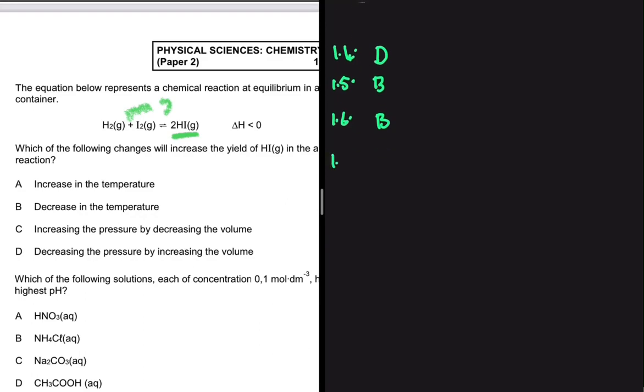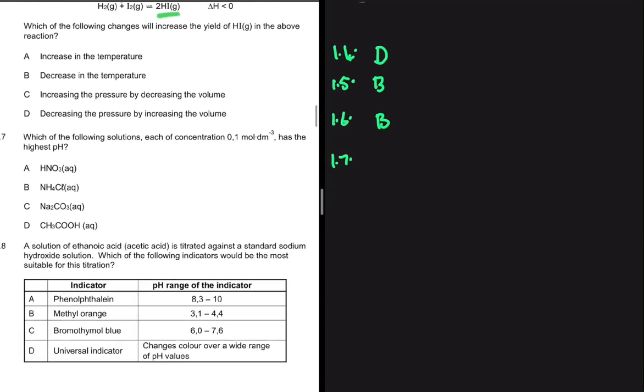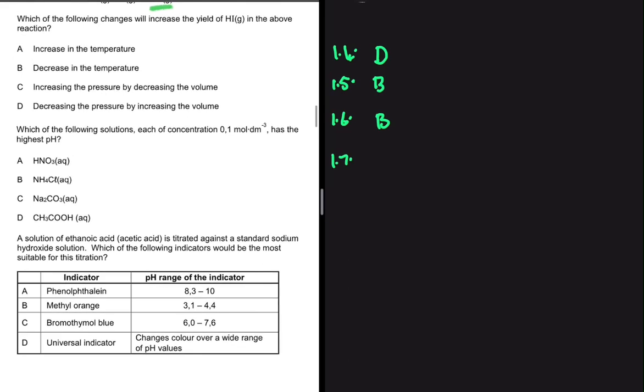And then moving to 1.7, which of the following solutions, each of concentration 0.1 moles per decimeter cube, has the highest pH? Right. So for the highest pH, we're looking for the solution that is the most basic. The first solution is HNO3. We know fully well that that is an acid, so it cannot be our answer. And then option B, NH4Cl, is an acidic salt, so it will have a pH that is less than 7, so that cannot be our answer.